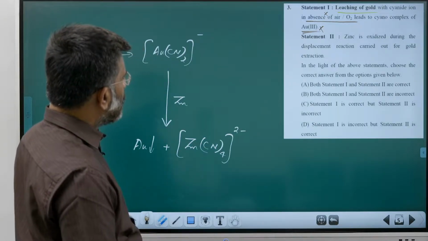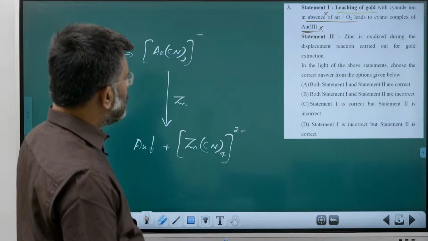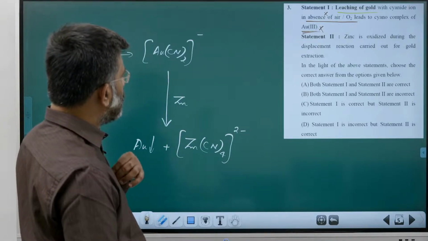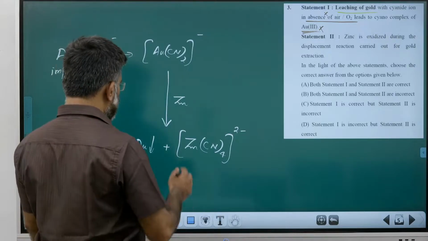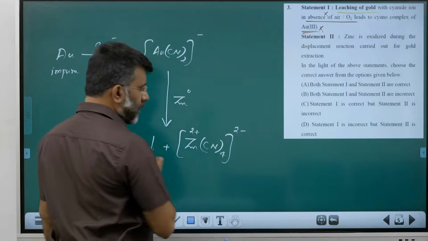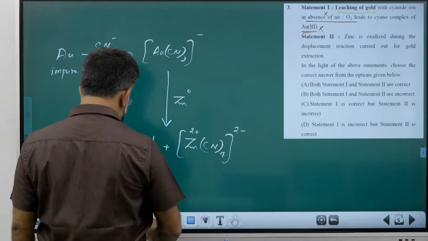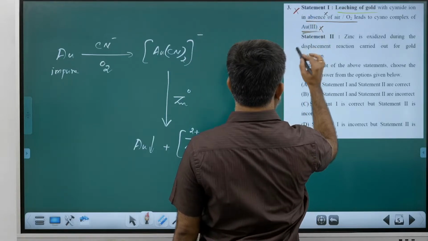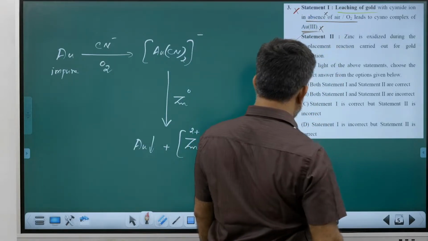Second statement: zinc is oxidized during the displacement reaction carried out for gold extraction. Zinc is oxidized during the displacement reaction. Yes, zinc from 0 is converted to zinc 2+. That is the true statement. So statement 1 is wrong, while statement 2 is correct.